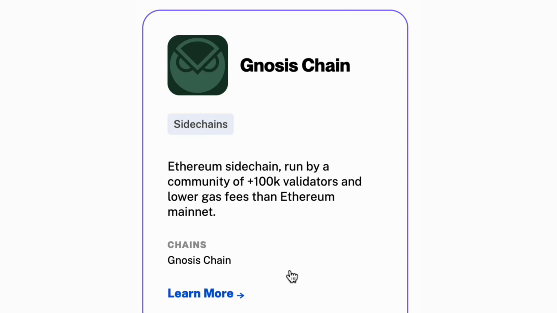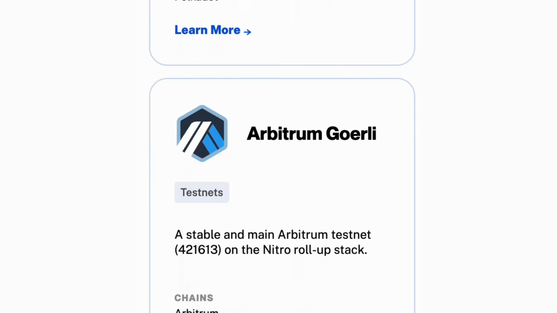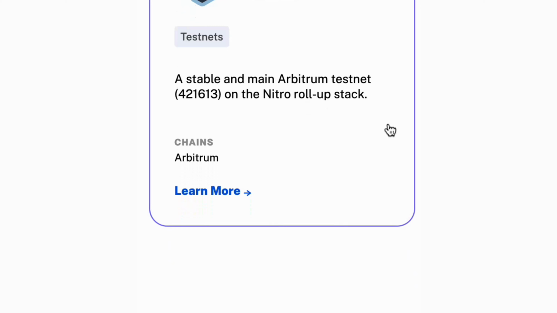So again, it acts like a side chain, and you can easily find the validators and you can interact with the Ethereum. But when it comes to the chain it follows, it follows its own chain, Genesis chain. So now we have this Arbitrum Goerli. It's a test network which you can use for testing contracts in the Arbitrum network.